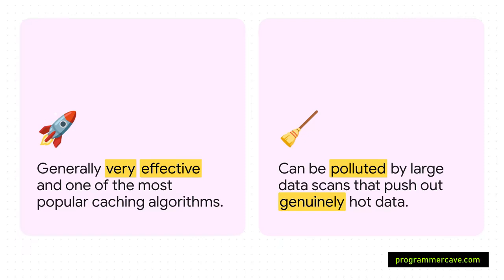Imagine you run a big one-off report that scans 1 million database records. Every one of those records is accessed once, right? So they all flood your LRU cache, pushing out all the actually important, hot data you needed to keep. That one scan pollutes your cache with useless, single-use items, and for a while, your cache's performance is totally wrecked.